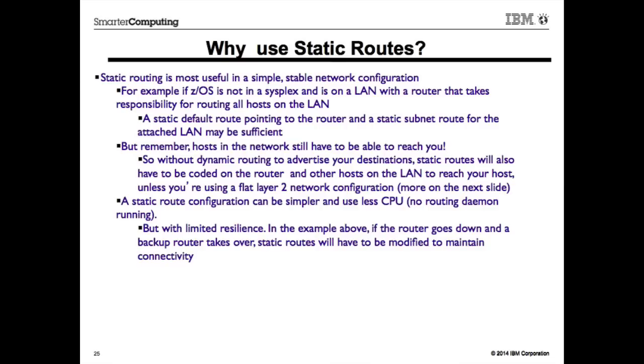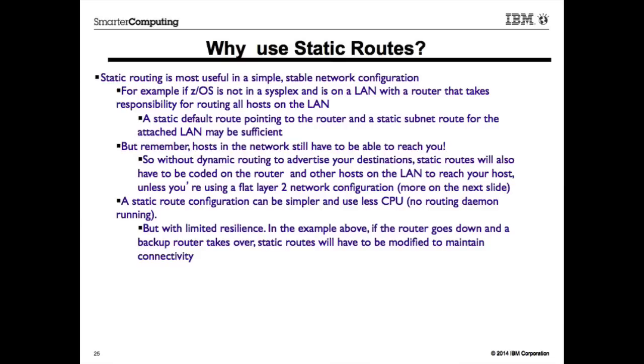But remember, routing goes two ways. Hosts and the network still have to be able to reach back to you. So if you're not using dynamic routing, you're not advertising your destinations, which means if you just have a static route pointing to the router, the router is going to need static routes pointing back to you. Because when you send a packet out, the replies have to be routed back as well.